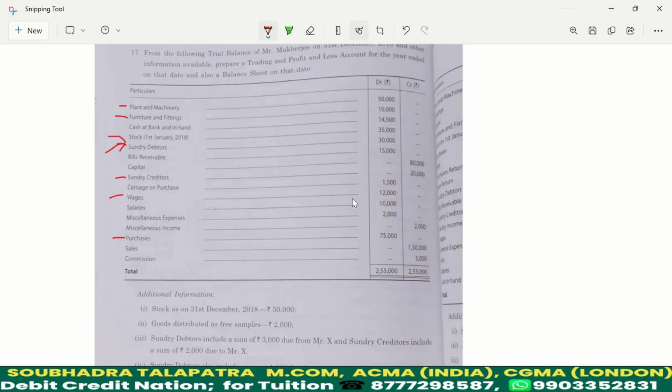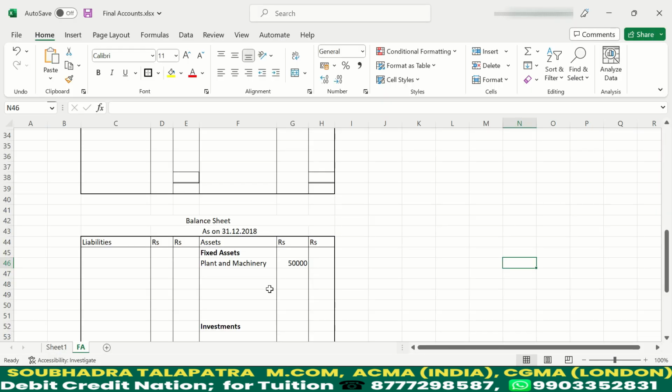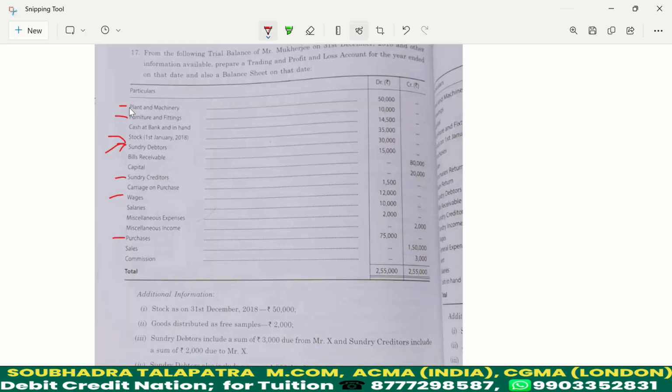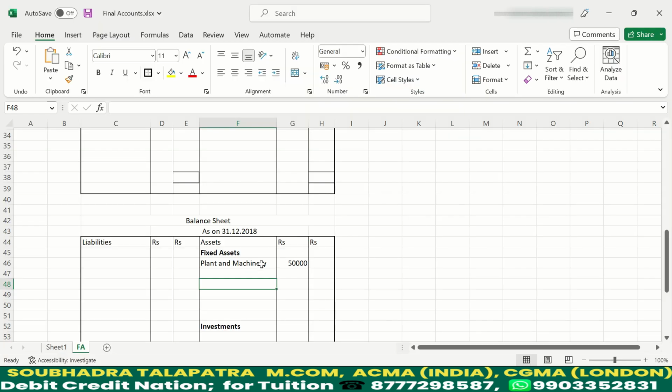All right, next item is furniture and fittings. Again, for items which have a mark, you need to put the amount in the inner column and you need to leave one line. If it has more than one mark, you have to leave more lines. For example, plant and machinery has one mark, which means I will leave one line and start the next item after keeping one line of gap.